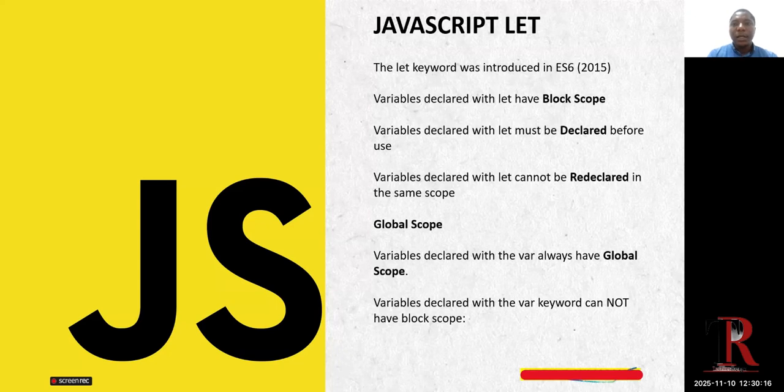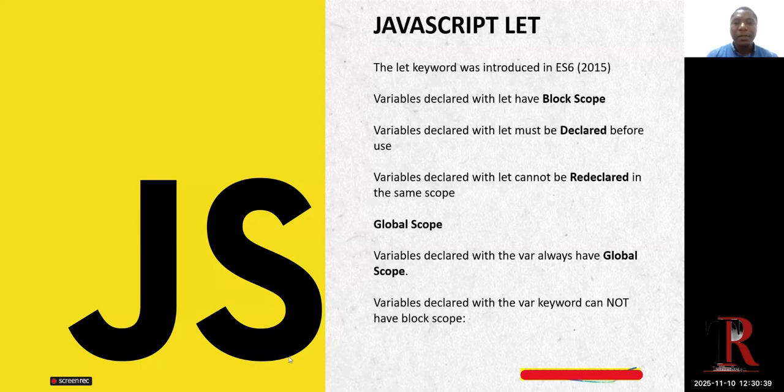Let's take a look at the JavaScript let keyword. The let keyword was introduced in 2015. So it was in 2015 that they introduced the let keyword for variable declaration. Variables declared with let have block scope. Variables declared with let must be declared before use.